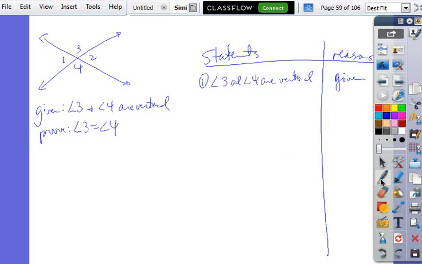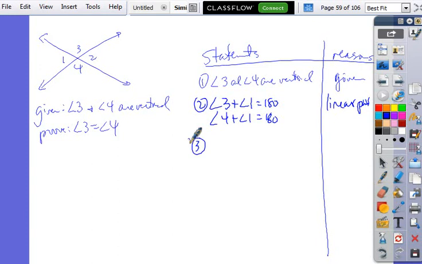If I'm trying to prove that 3 and 4 are equal, what would I do next after saying that they are vertical? It would be angle 3 plus angle 1 is 180. Angle 4 plus angle 1 is equal to 180. Do I have to use angle 1? No. You can use angle 2. I could have used angle 2 right there and it would have been the same thing. The reason I can say that is because they're linear pairs. I know that they have to add up to be 180. I could do 3 plus 2 and 4 plus 2 and it'd be the same exact thing.